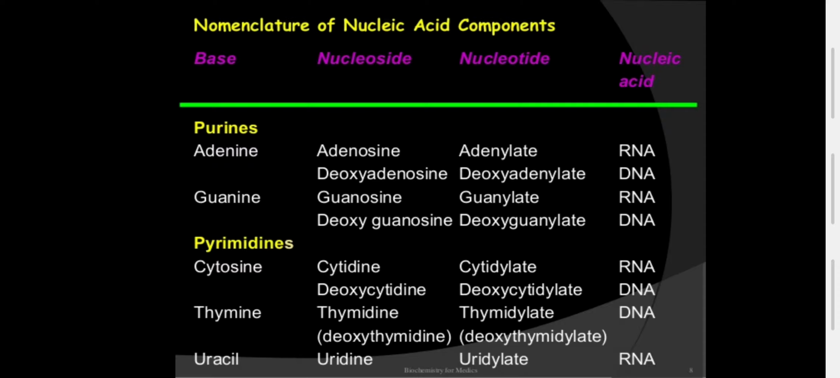And of course, in the nucleic acid, we have RNA. So that is the summarization of the nomenclature of a nucleic acid: whether the base is in a nucleoside, in a nucleotide, or in the nucleic acid. So always remember that one.